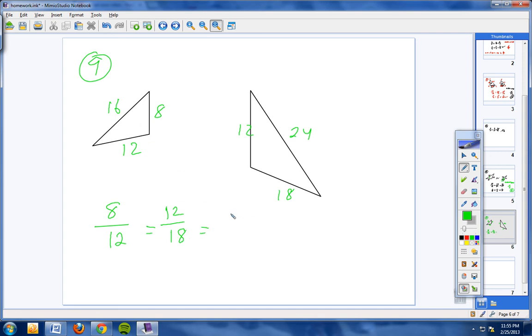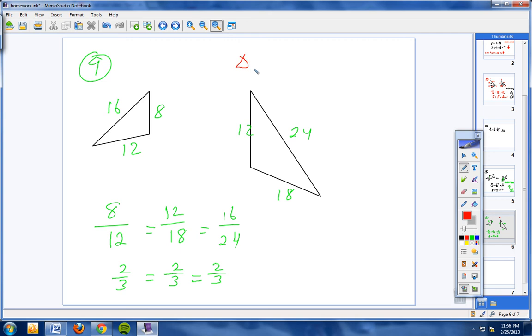And then our biggest side over here is 16, which would correspond with the biggest side over here, which is 24. Well, let's reduce. 4 goes into 8 and 12. That would leave us with 2/3. 6 goes into both of these numbers. That would leave us with 2/3. And 8 goes into both of these numbers here, 16 and 24, which leaves 2/3. So yes, the two triangles are similar.